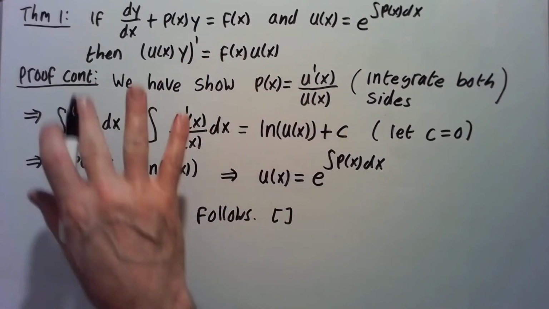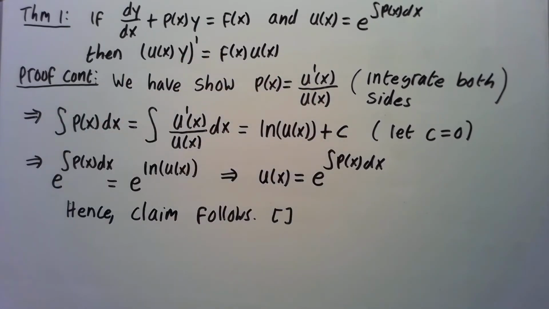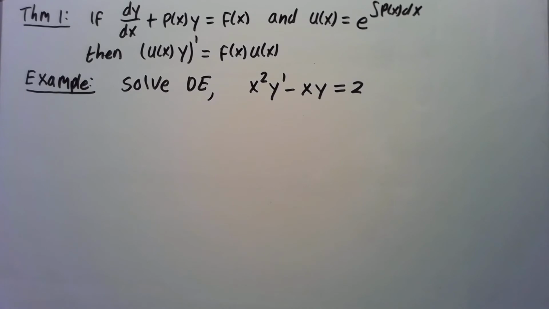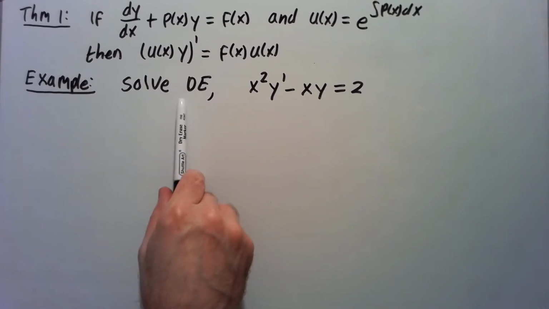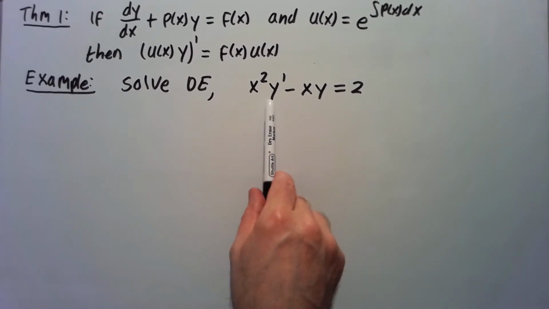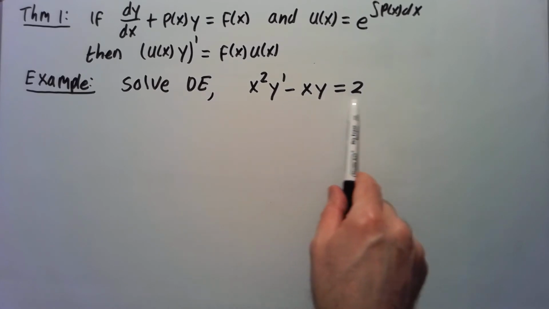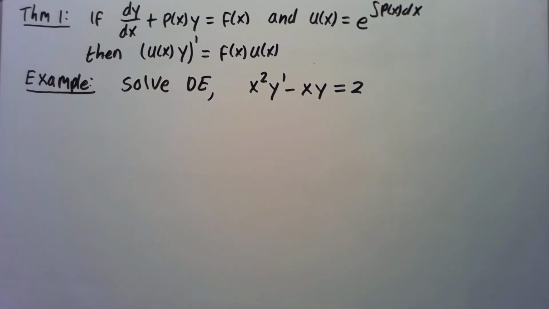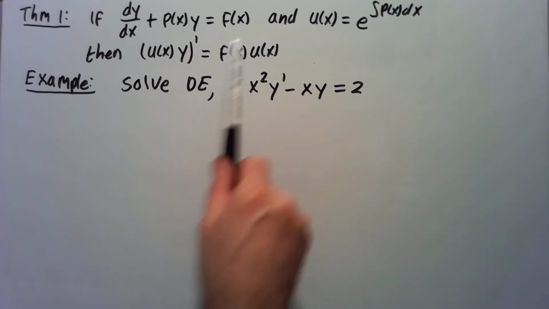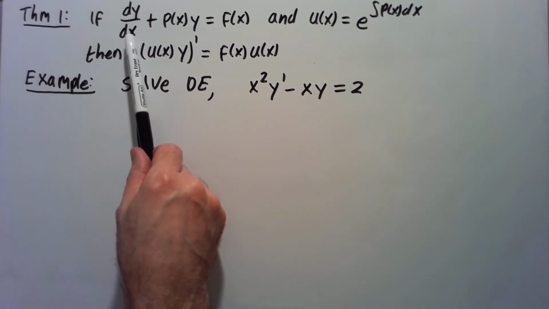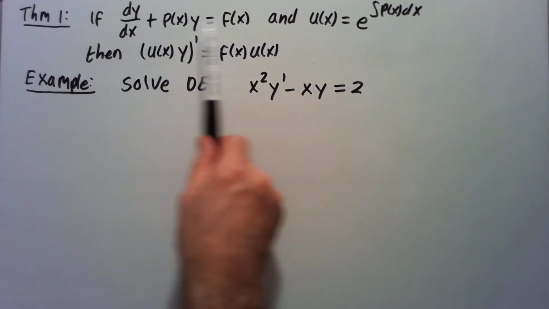I'm going to erase this. We'll look at an example. Okay, so here's our example. Solve the differential equation x squared y prime minus xy equals 2. We're going to apply Theorem 1 to solve it. So first we're going to show that we can write it in this form.